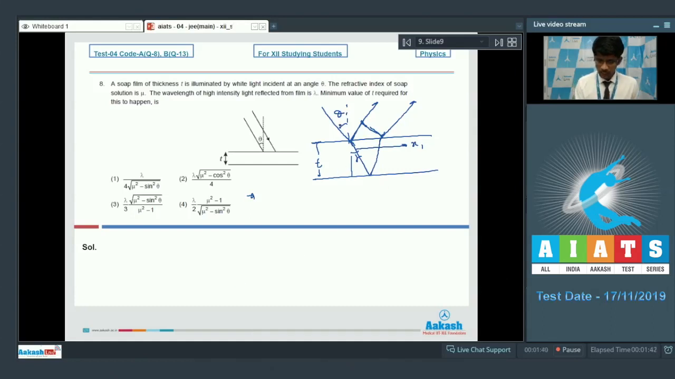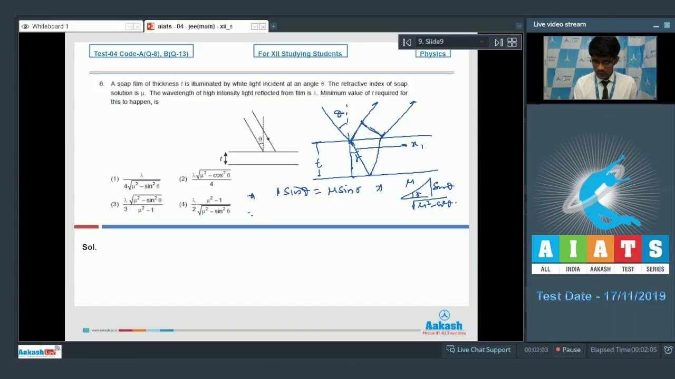So clearly from here, sine theta is equal to mu sine r, or sine r will be sine theta divided by mu. So if this is r, this is sine theta, this is mu, this is root under mu square minus sine square theta. That is the ratio for the r here.